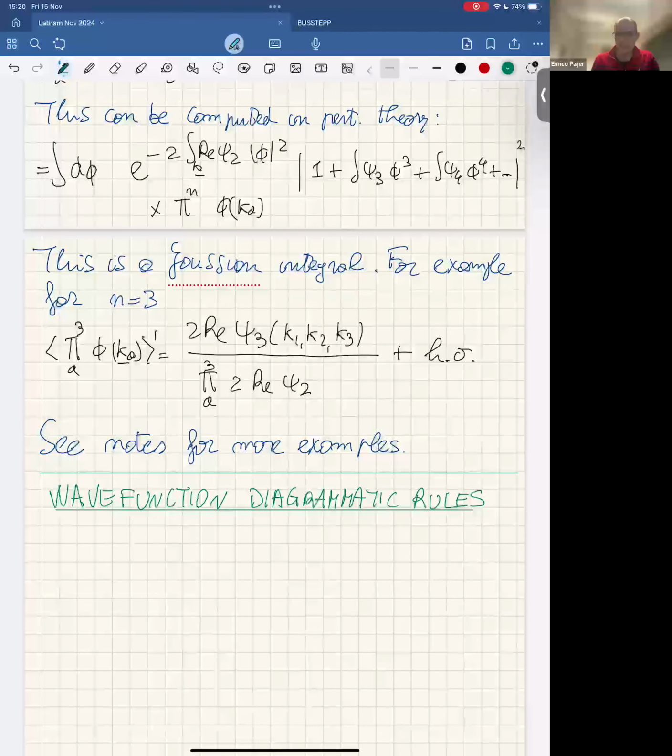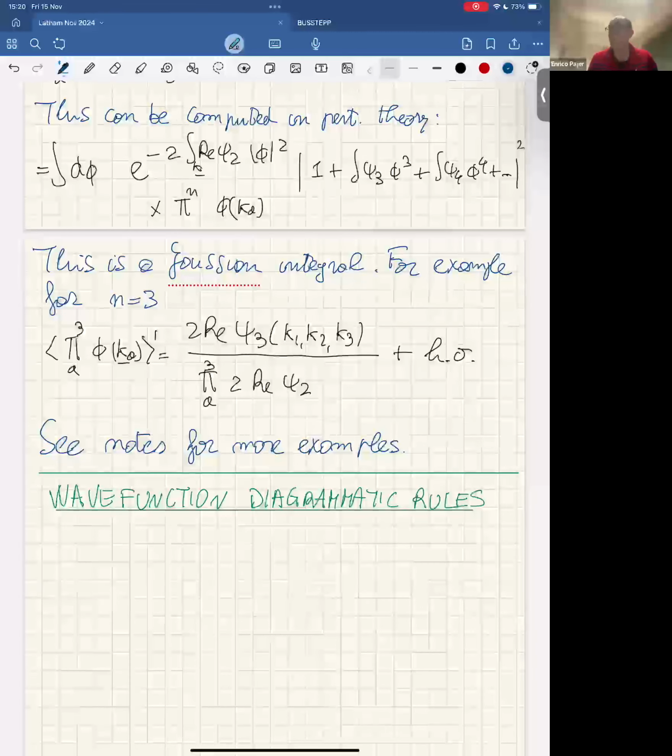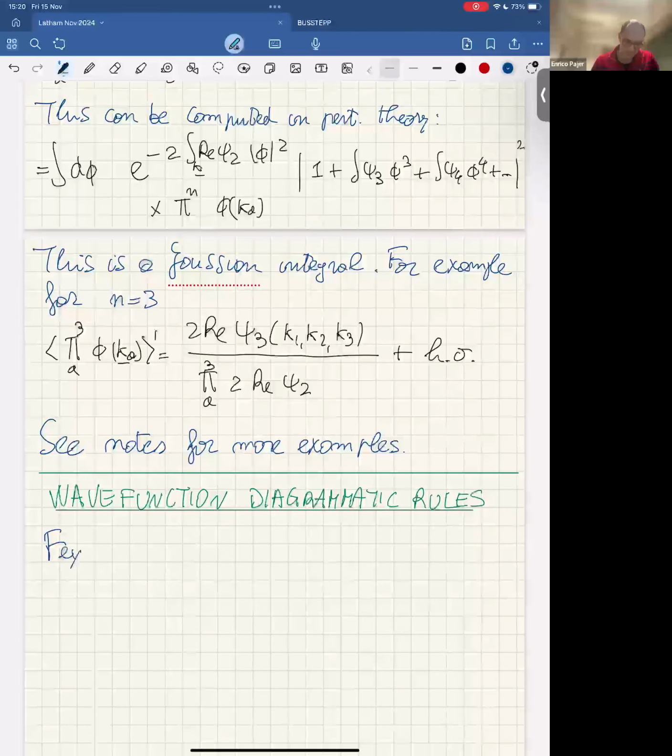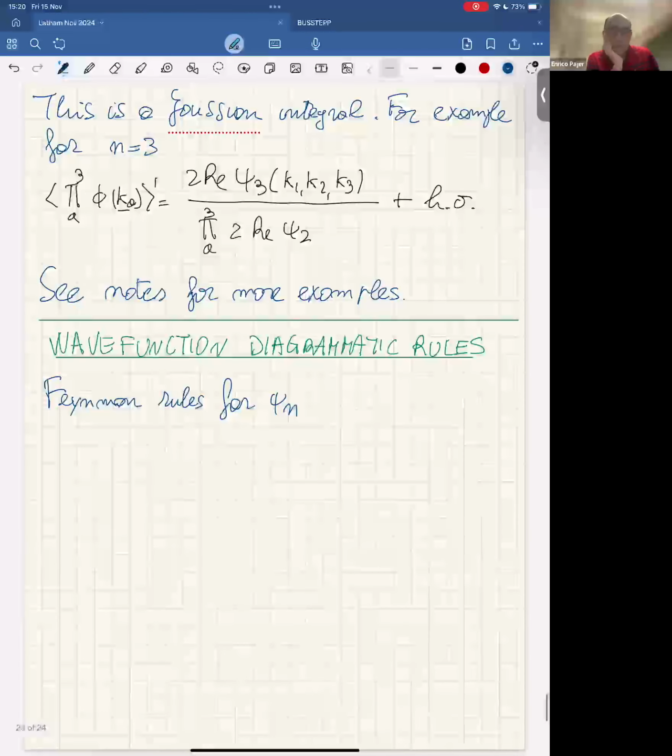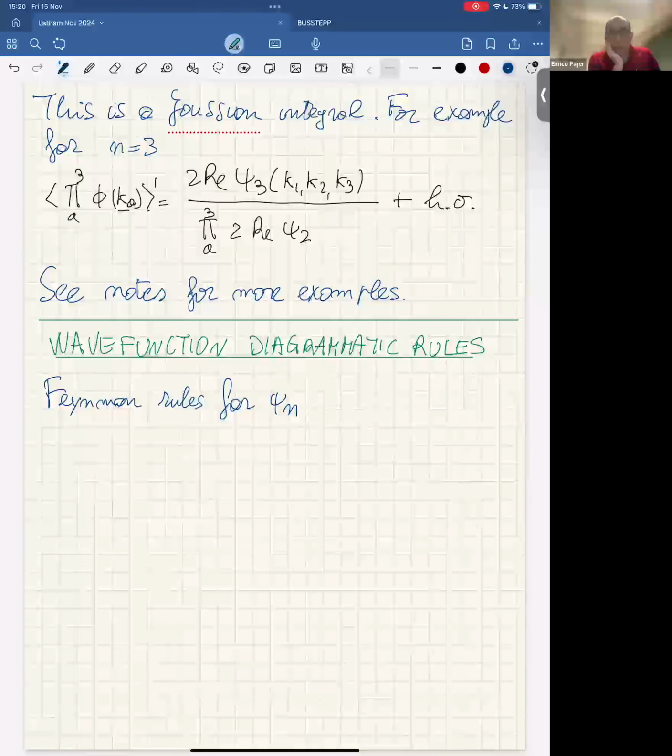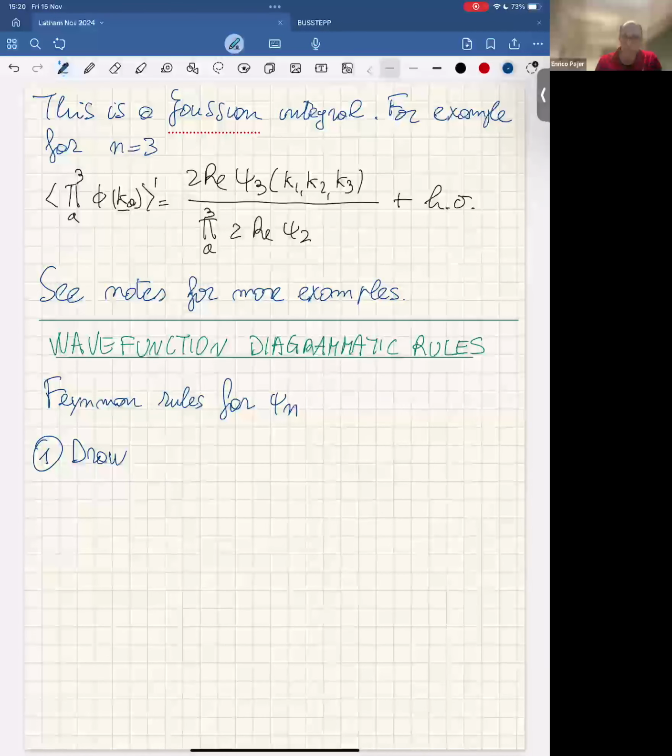These are similar in spirit, but different in detail from the rules that we use to compute correlators. What these rules do is compute psi n. If you apply these rules, you can compute psi n. Like before, you can derive these rules either from the path integral definition of the wave function or from the operator formalism, and they give the same Feynman rules. I will not derive them for you, but I'll tell you the rules.